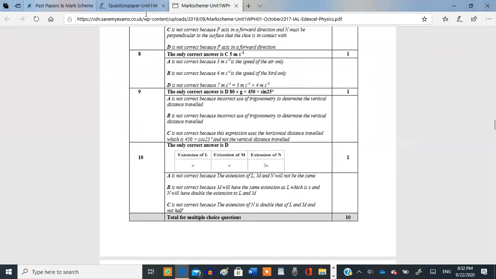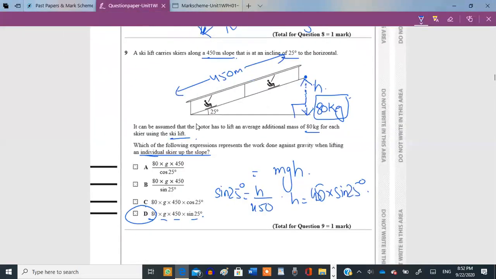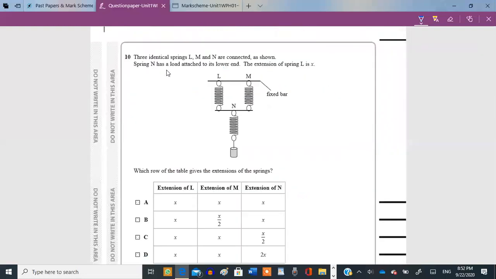Yep, that's the answer. Then three identical springs L, M, and N are connected as shown. Spring N has a load attached to its lower end. Extension of L is x, and they're identical. That means extension of M is also going to be x, but extension of N is going to be different.